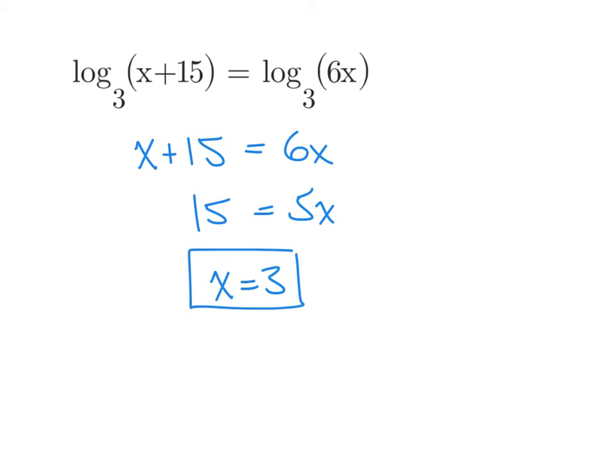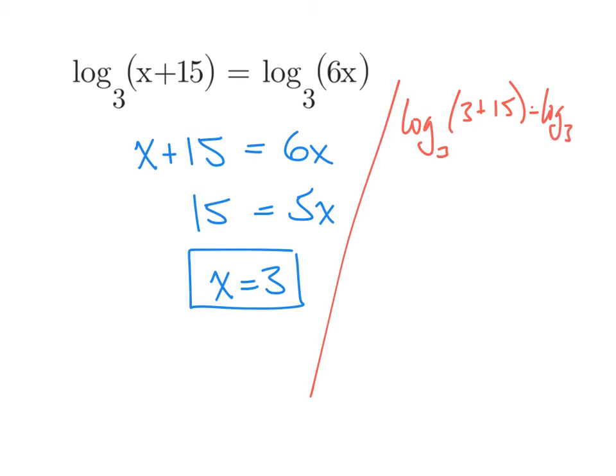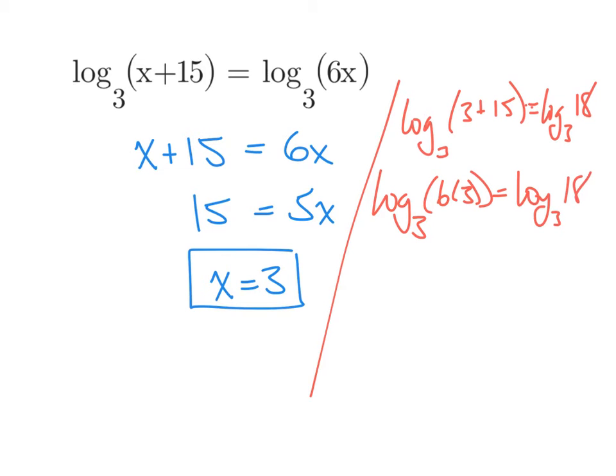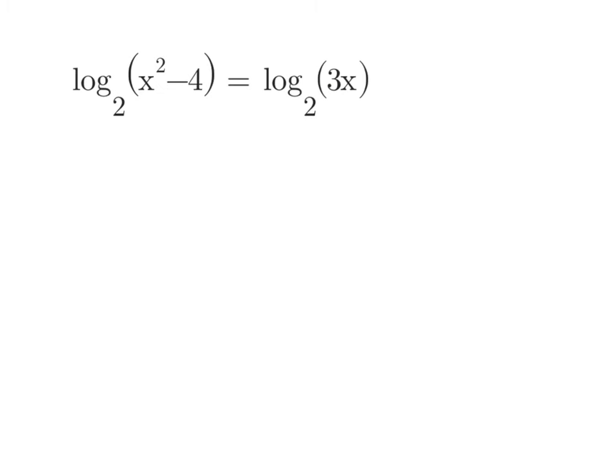It's real easy to check that solution. Just plug it in. Plug 3 into the left side. We get log base 3 of 3 plus 15. That's log base 3 of 18. And for the other side, when we have log base 3 of 6x, that's 6 times 3, which is log base 3 of 18. So log base 3 of 18 is equal to log base 3 of 18.